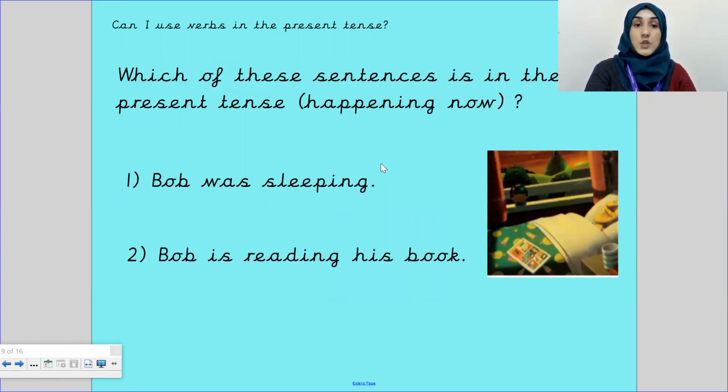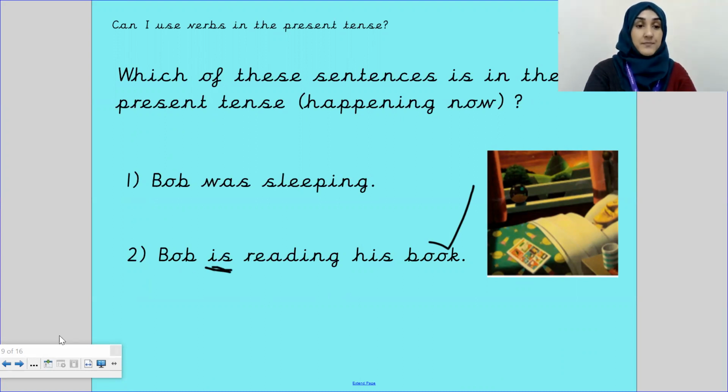Okay, I'm going to read 2 sentences to you and you need to tell me which sentence is in the present tense, so it's happening right now. So good listening. Sentence number 1, Bob was sleeping. Sentence number 2, Bob is reading his book. Show me your fingers. Is it sentence number 1 or sentence number 2? Which sentence is written in the present tense and is happening right now? Well done, it is sentence number 2. And the word that shows us that it is written in the present tense is.